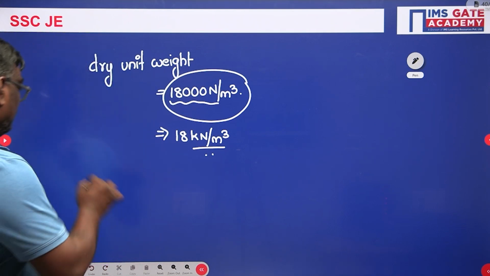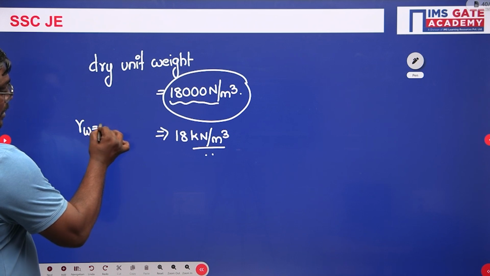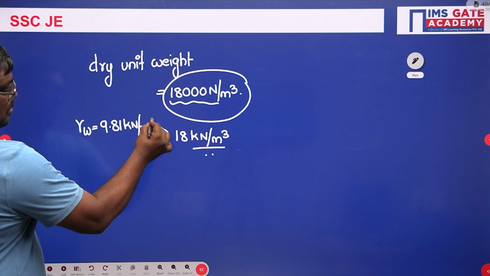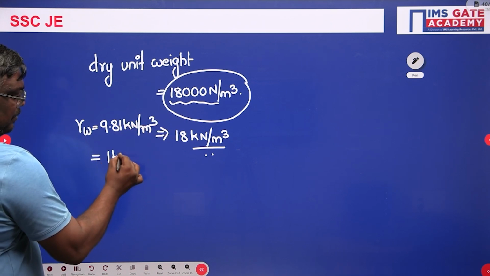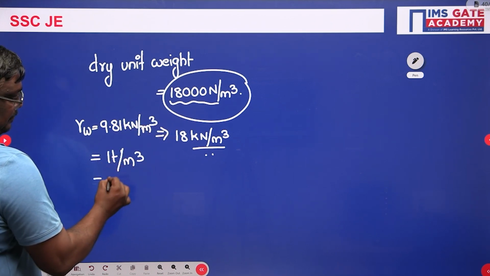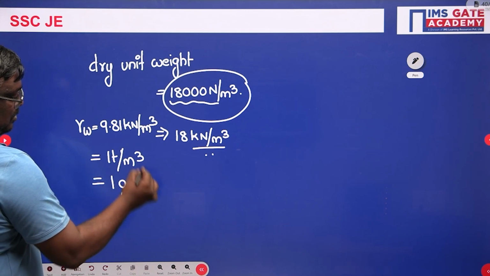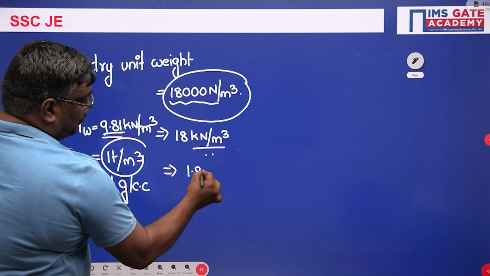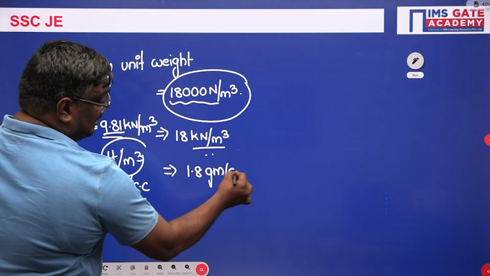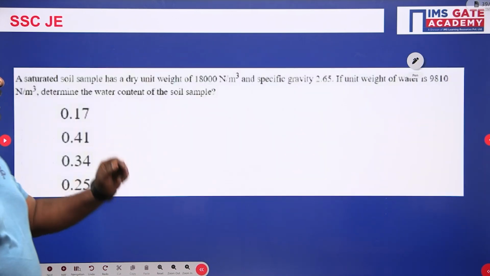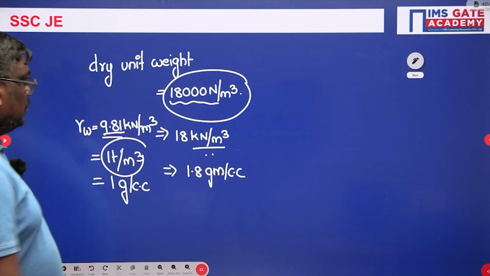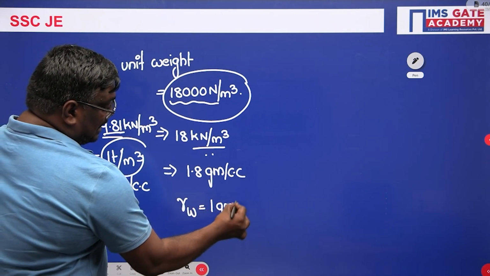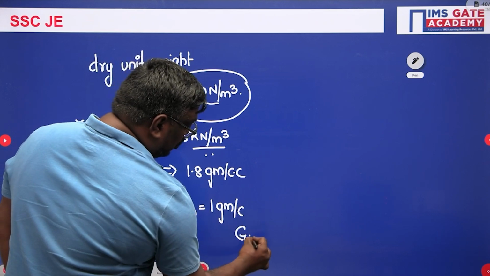And see students, I'll just tell you the conversion here, this will help you. Gamma W can be written as 9.81 kilonewton per meter cube. These are the standard, or 1 ton per meter cube, or 1 gram per cc. Okay, so here if I take this as 10, I can write this value approximately as 1.8 gram per cc or ton per meter cube. Any one thing you can write, because easy calculation. Unit weight of water is how much, sir? I'll take gamma W as 1 gram per cc. And specific gravity, they have given G is equal to 2.65.